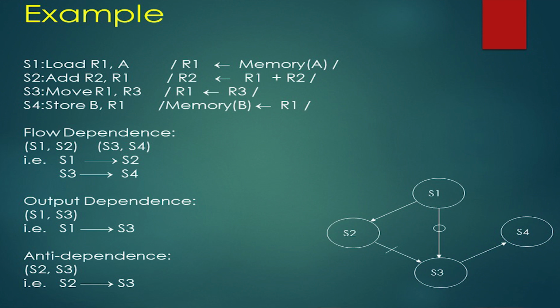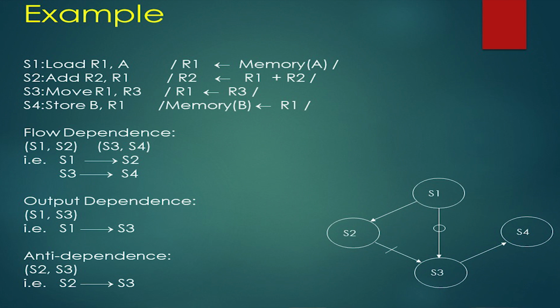Next, we will look at the output dependence. Statement 1 and statement 3, these two are output dependent. Why is it output dependent? These two statements are using the same output variable, that is R1, register 1. So that's why in that graph also we are denoting with the output symbol S1 and S3, these are output dependent.